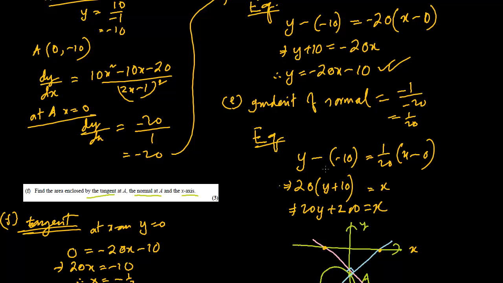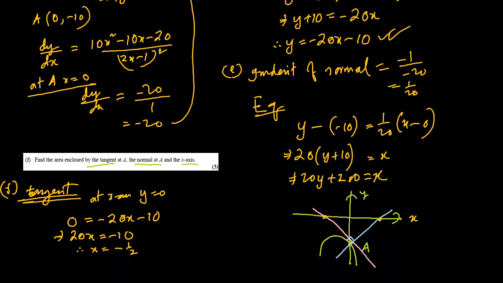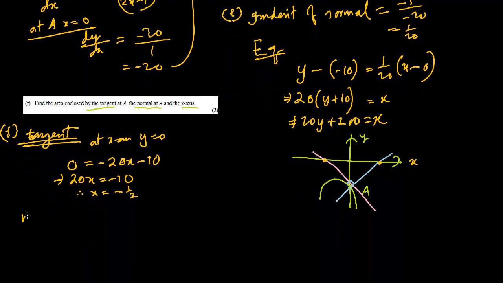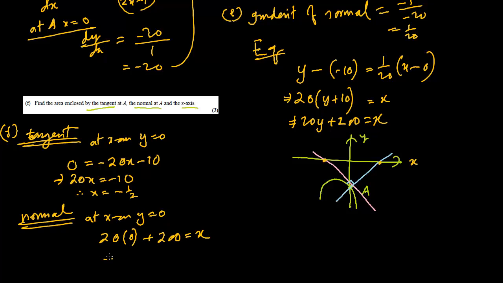Now, then we have normal. Then we can write the heading normal. We want to find where the normal cuts the x-axis. It cuts at the positive value. So again, at x-axis, y equals 0. So we can write 20 into 0, which is 0, plus 200 equals x. Therefore, x equals 200. So this is the value of x. It cuts the x-axis at 200.